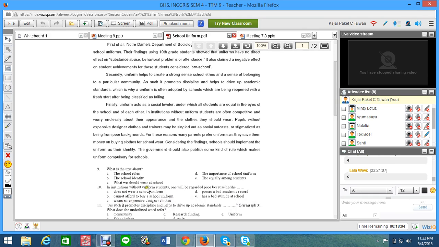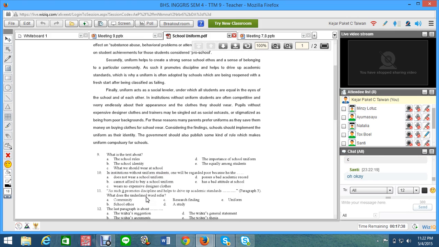Jadi kalau sebuah institusi tidak menggunakan uniform, seseorang akan dianggap miskin karena dia memakai pakaian dengan desainer yang tidak mahal. So the answer is C. Oke, bisa ya. Di sini ada institution without uniform students, without. Oke. Now number 11. Oke, nomor 11.